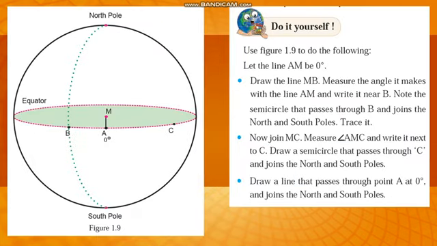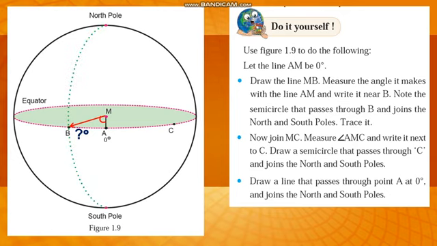Use figure 1.9 to do the following. Let the line AM be 0 degrees. Draw the line MB. Measure the angle it makes with line AM and write it near B.